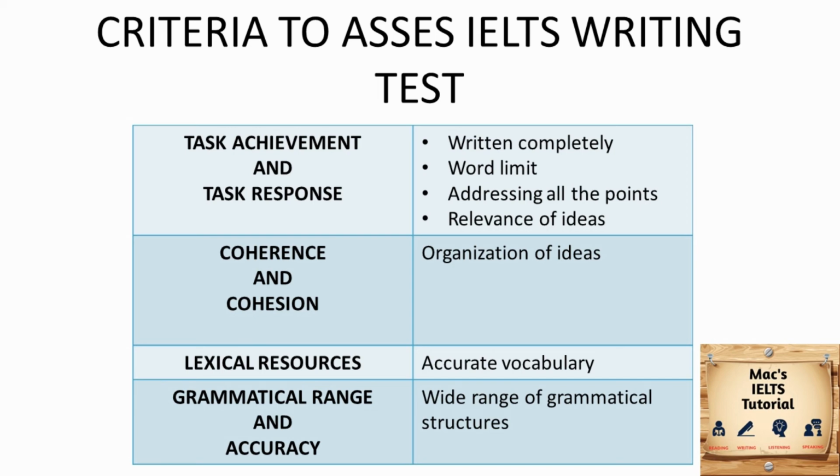Coherence and cohesion is the second criteria which you will be assessed. Your script will be analyzed to see if your ideas are well organized and clearly linked. The third criteria is lexical resources, that is, your script will be checked for using a wide range of vocabulary accurately and effectively. The last criteria is grammatical range and accuracy. You should use a wide range of grammatical structures accurately and effectively.